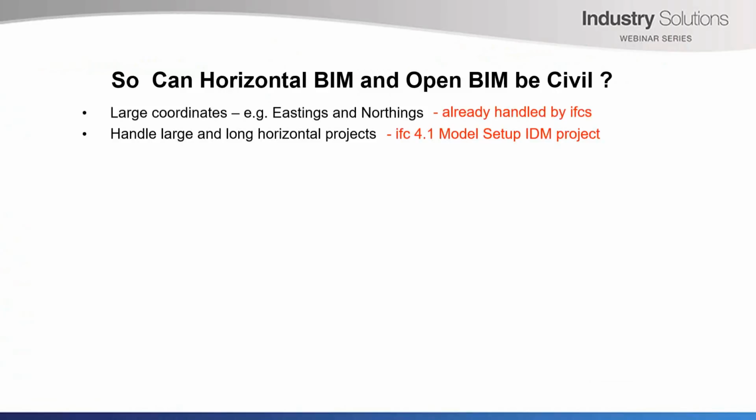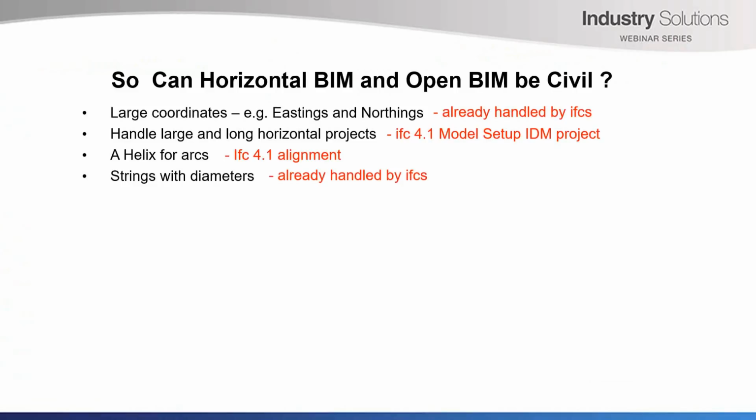But if you want to mix people with packages who don't understand large coordinates, say architectural packages, and bring them together, IFC 4.1 with the model setup, information delivery manual structure, will take care of that. So when 4.1 comes out, you should be able to bring those sets together from disparate packages. The helix for arcs, yep, IFC 4.1, which has alignment 1.1 in it, will cover that. Strings with diameters, that's already handled, because we've already done that, writing things out.